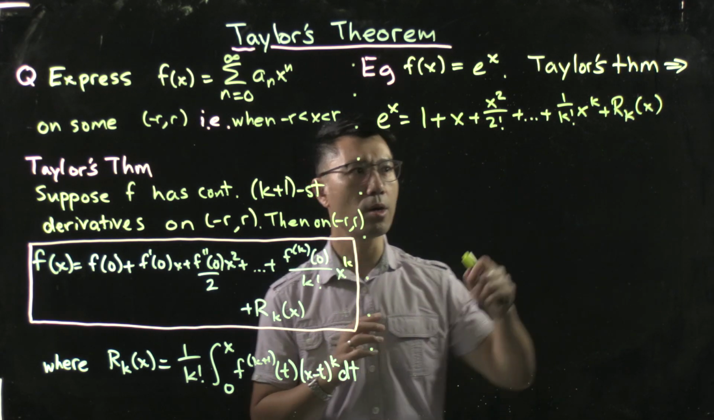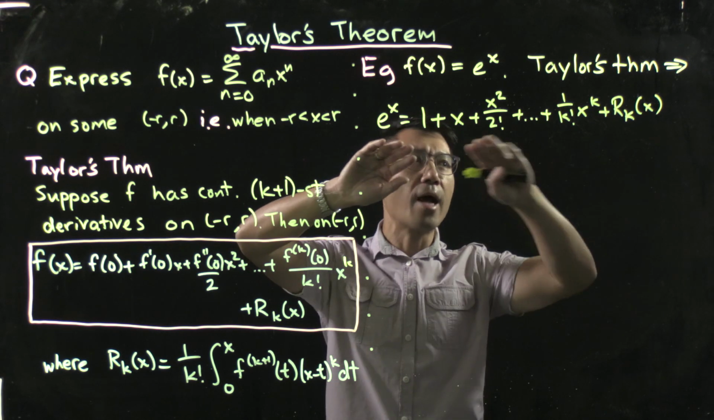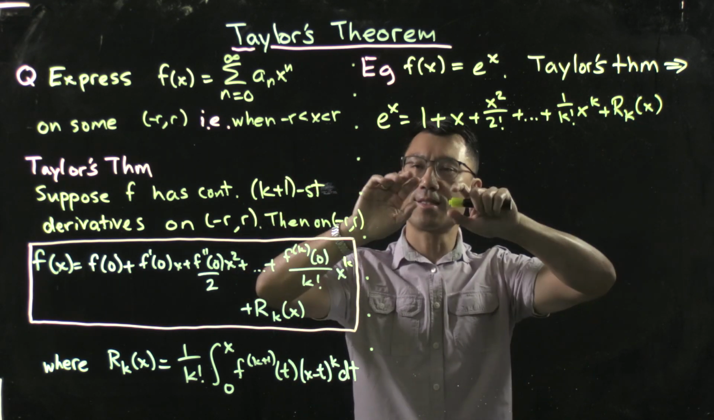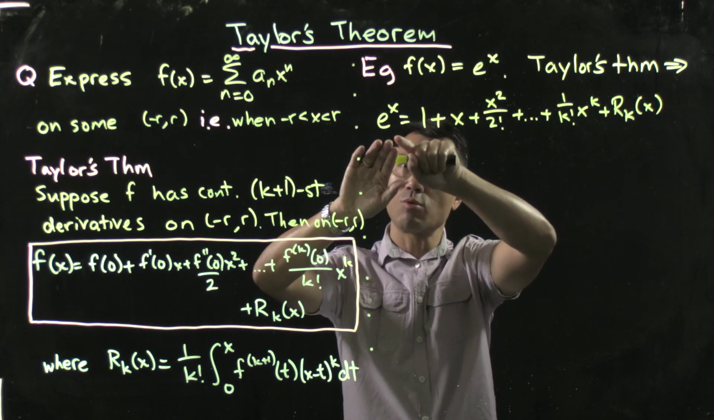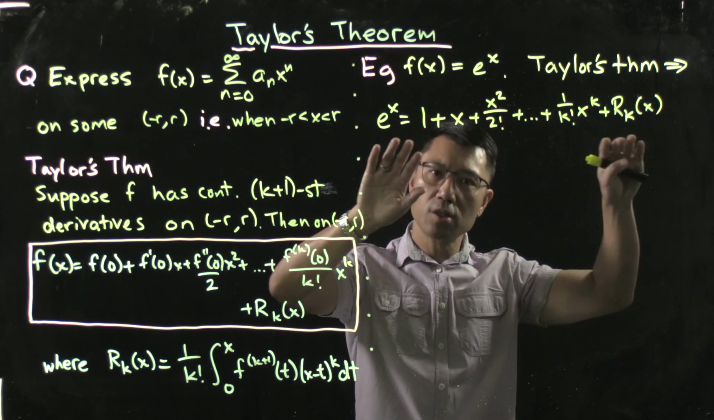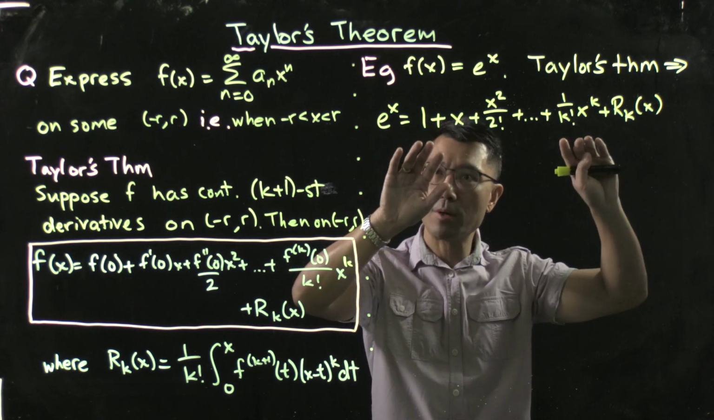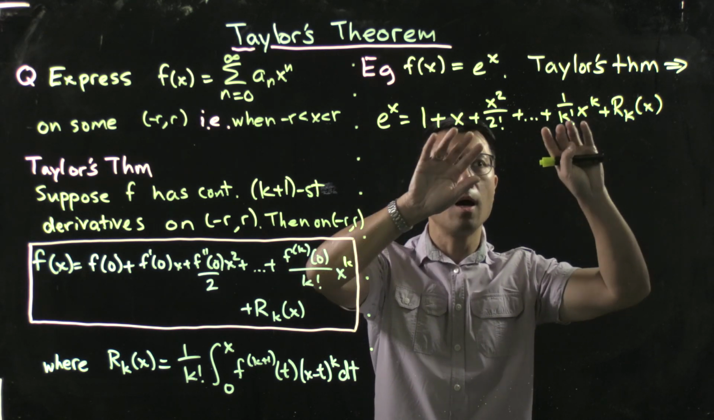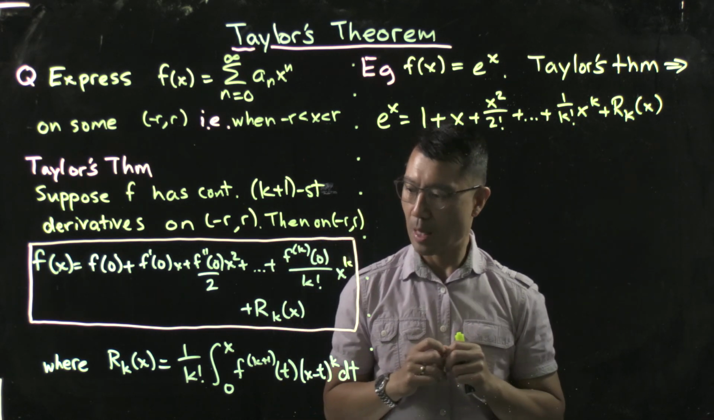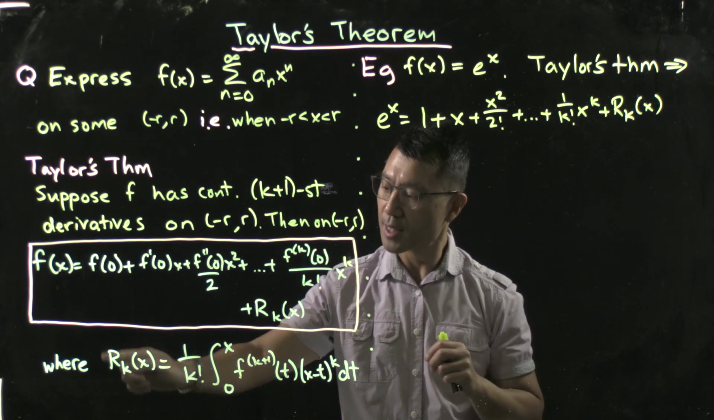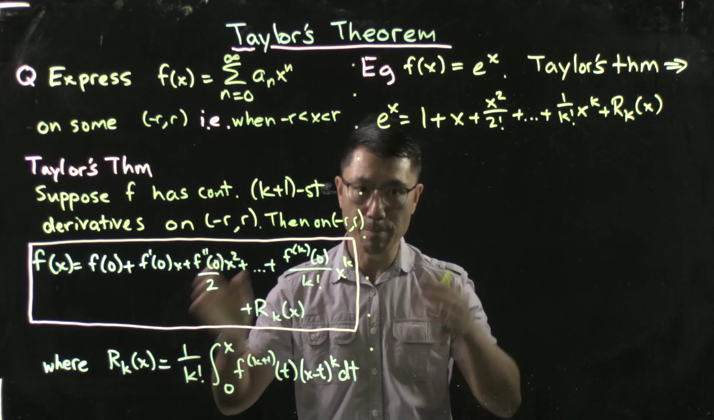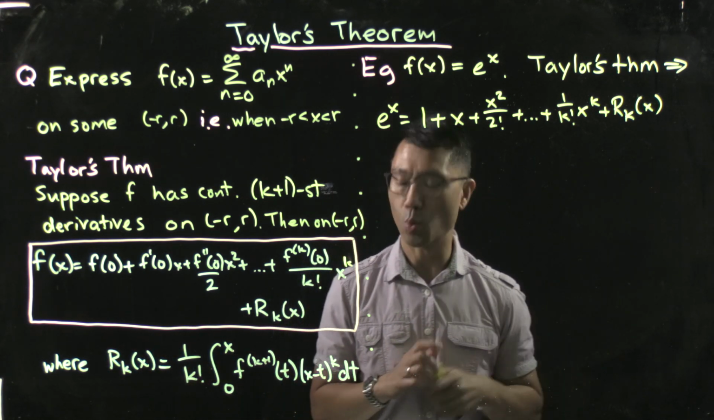And what we want to show is that when you take k going off to infinity, this will give us the power series representation for e to the x. In other words, you will get a convergent, in fact an absolutely convergent power series, and it will converge to e to the x. And the way we'll show that is by showing R_k of x goes towards 0, by showing that it is bounded by something that goes towards 0.